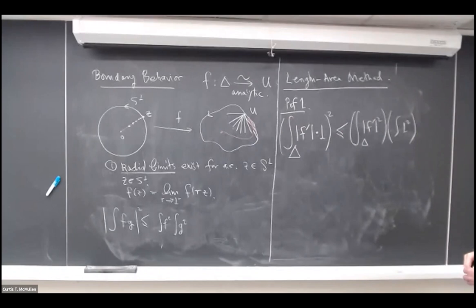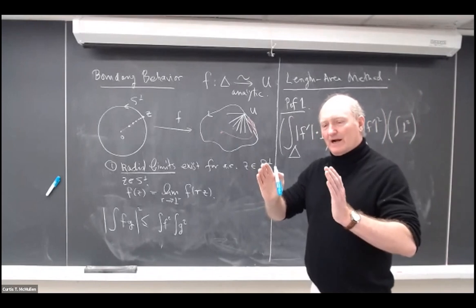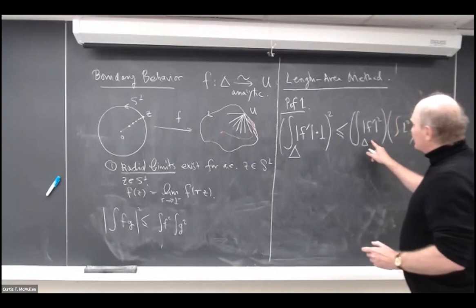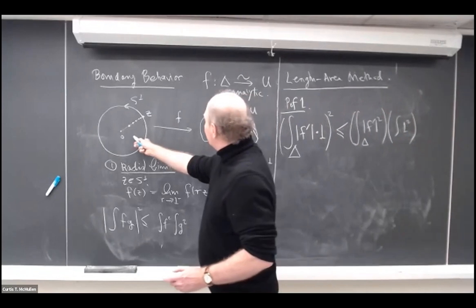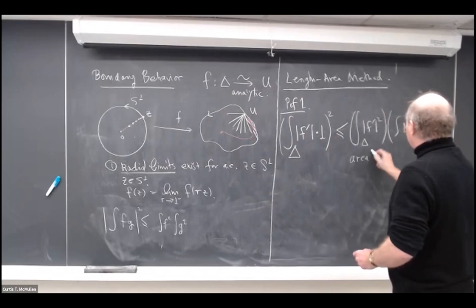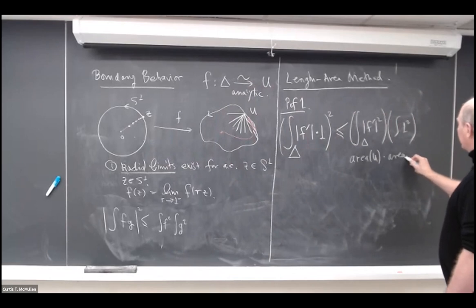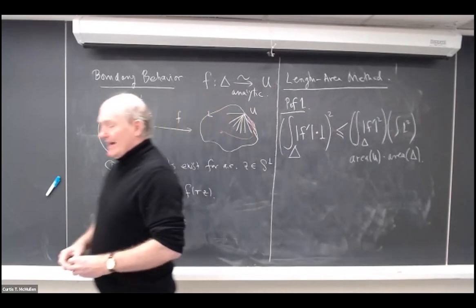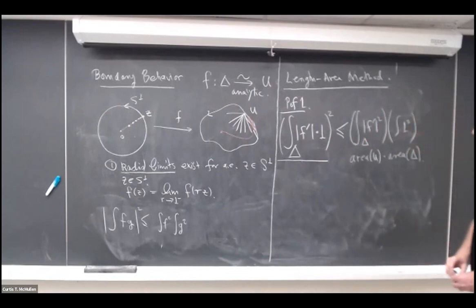Now both of these terms have a meaning. What's the integral of f prime squared? F prime squared is just the Jacobian derivative of f. So this is telling us what the area is of the image of the disk. And our disk is being sent to this bounded region U. So this quantity here is just the area of U. And similarly, this quantity here is just the area of the disk. So both those quantities are finite, and therefore, this quantity is also finite.